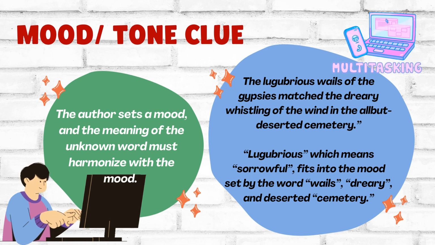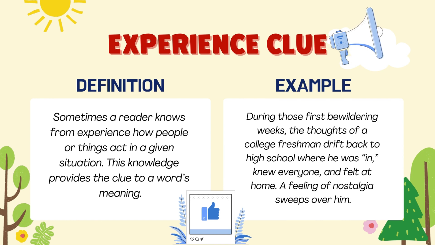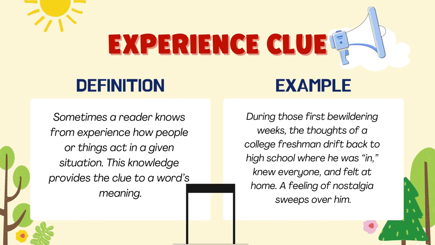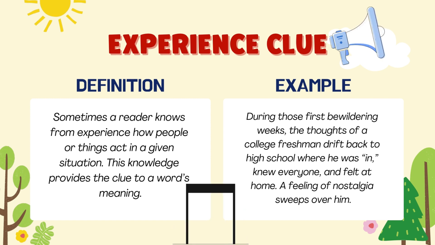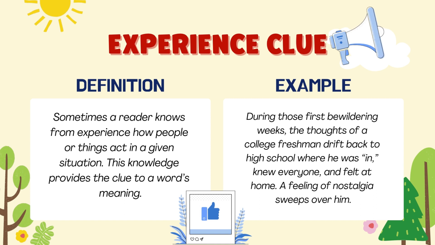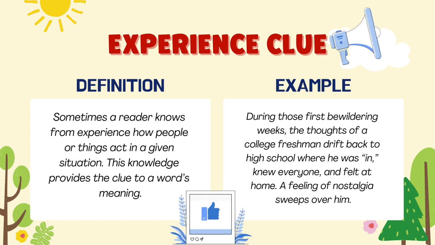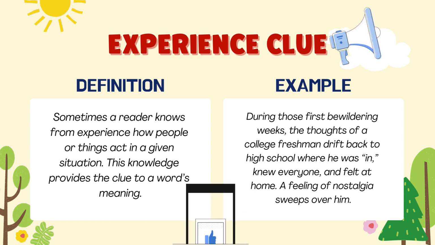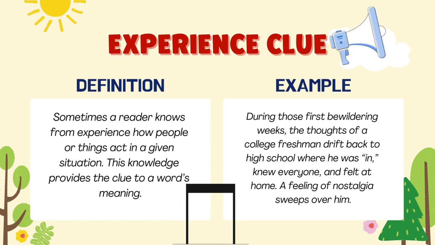Next, experience clue. Is this new to you? So sometimes a reader knows from experience how people or things act in a given situation. It gives us the clue in identifying the meaning. So you can see there during those first bewildering weeks and so on and so forth. So a feeling of nostalgia sweeps over him. If you can see, there's kind of sharing of an experience coming from someone in that sentence. And in that way, you can define the word.